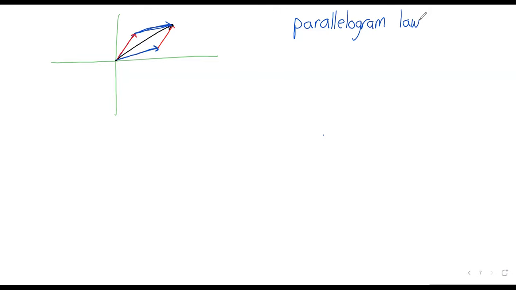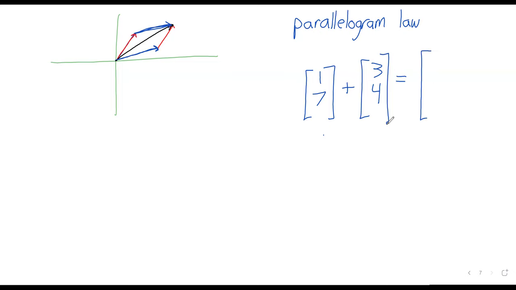So this is cute. I mean, we get a nice picture out of it. But it's not of a lot of practical use, I think it's fair to say. I mean, this isn't how you do addition. If you want to add 1, 7 plus 3, 4, you're not going to bust out your graph paper. You're going to say, well, addition is done component-wise. Here, because this is still new, let me write it out. 1 plus 3, 7 plus 4, 4, 11. So you don't use the parallelogram rule to actually do addition.